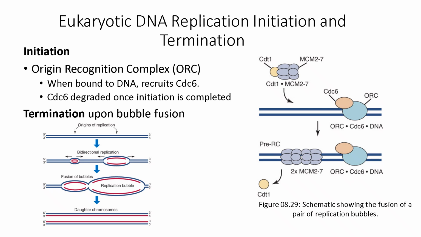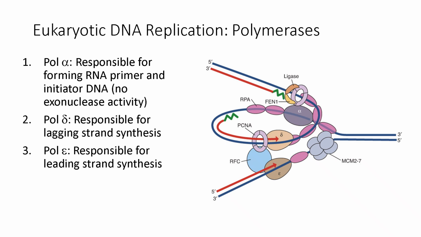This merging of replication forks ensures that no region of the DNA is left unreplicated and marks the completion of the duplication process. Three DNA polymerases orchestrate replication in eukaryotic cells. Polymerase alpha initiates DNA synthesis by creating a short RNA primer followed by a short DNA stretch. It does not have proofreading ability.